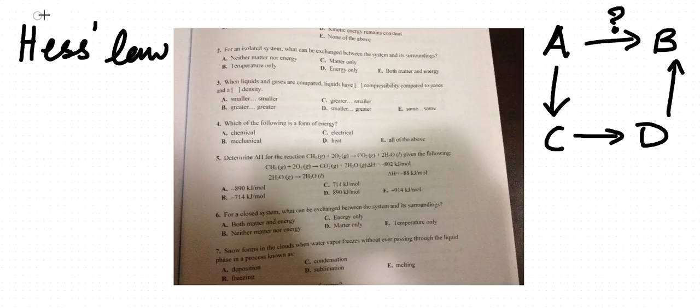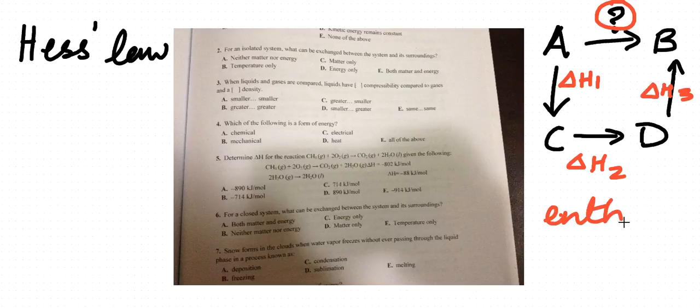while this might be roundabout, if you did know the individual enthalpies of these pathways, so this is delta H1, this is delta H2, and this is delta H3, say, then the enthalpy of this one right here, A to B, would simply be delta H1 plus delta H2 plus delta H3. So what we're really saying is that the change in enthalpy is independent of the path taken, okay? Enthalpy does not depend on the path taken, okay?